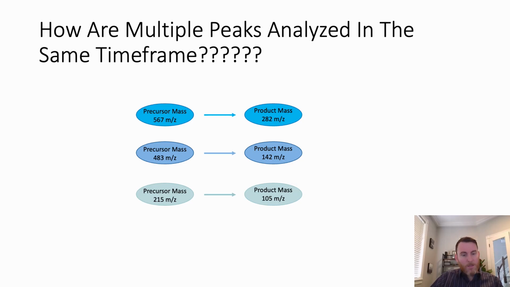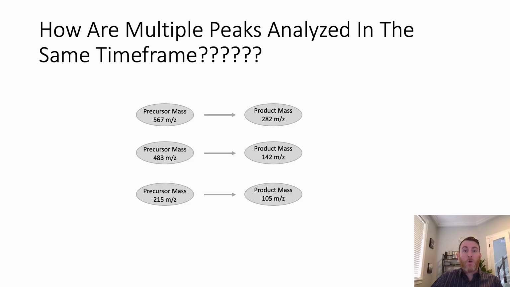So I have three theoretical masses here. I've got a 567, choose 282, a 483, choose 142, a 215, choose 105. So all of these are combined together. And at the beginning of any acquisition, they're all grayed out, meaning that there's no identification of any masses at all.